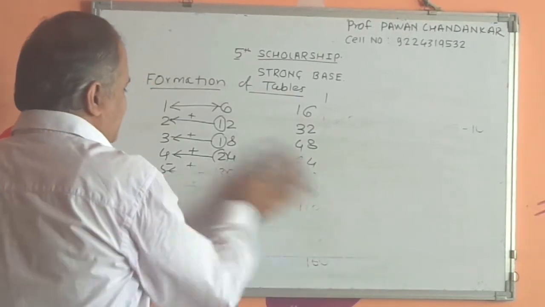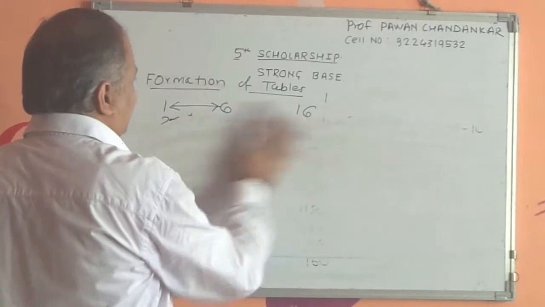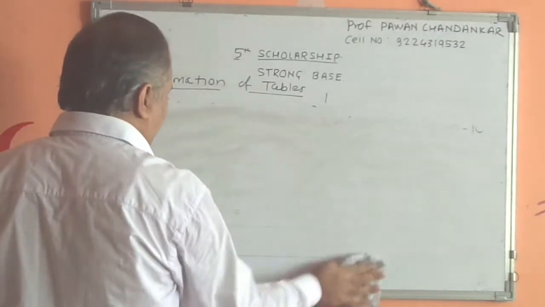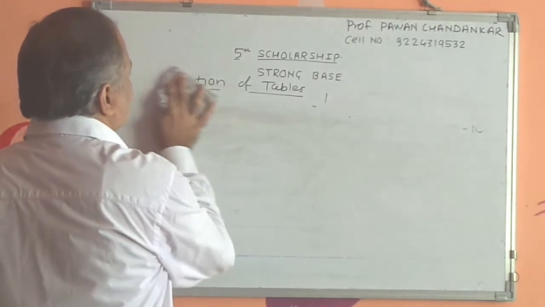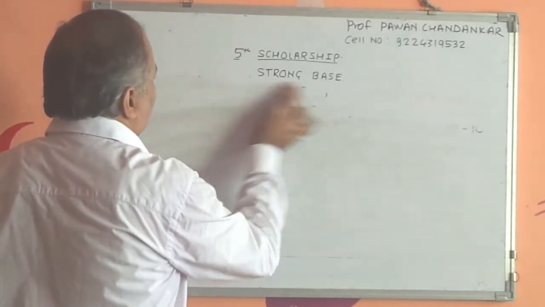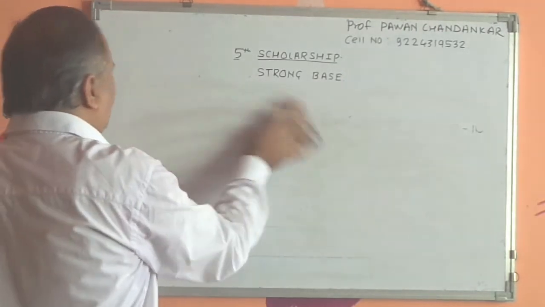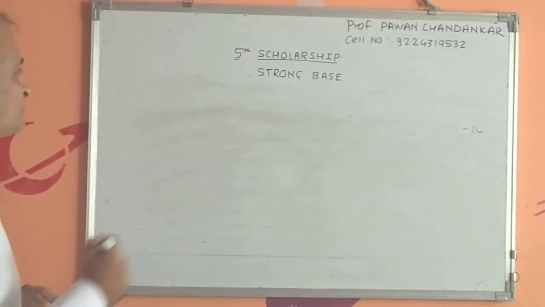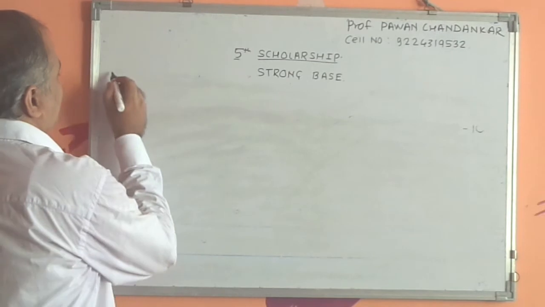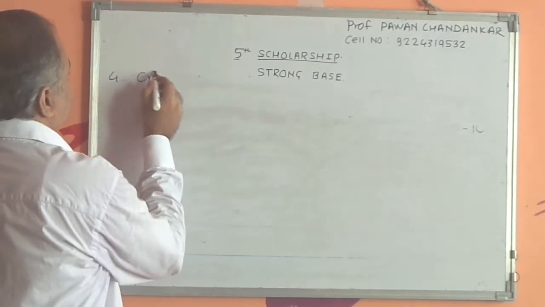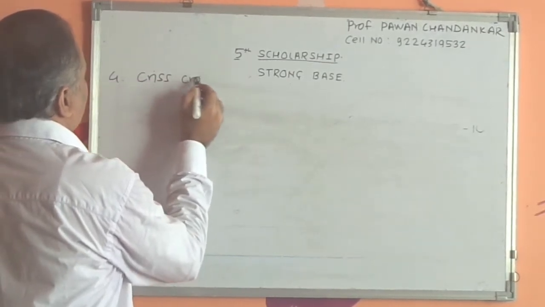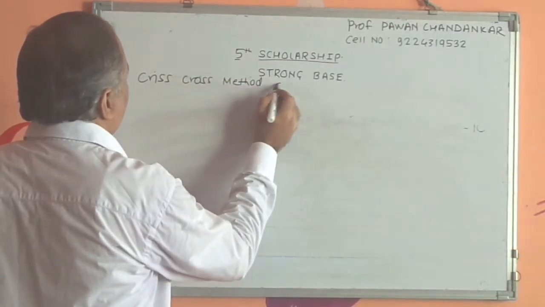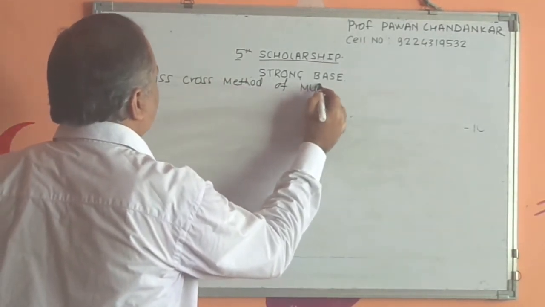The next technique in my strong base is the Crisscross method of multiplication. This is the fourth technique which I am sharing with you. The name of the technique is Crisscross method of multiplication.